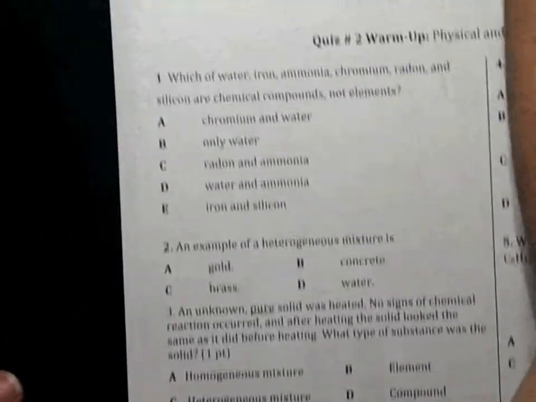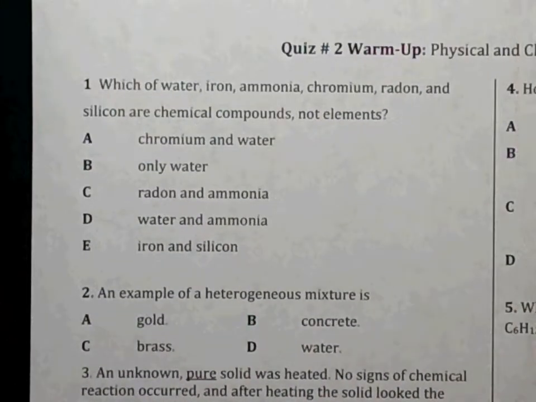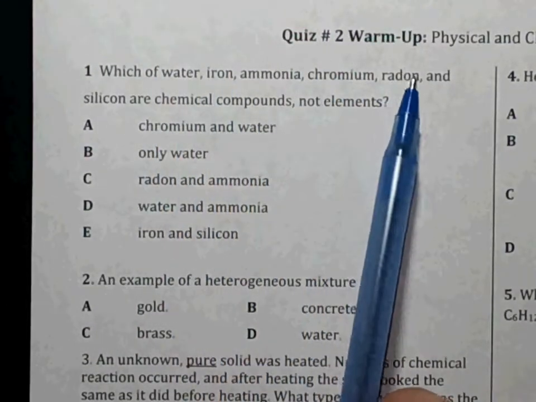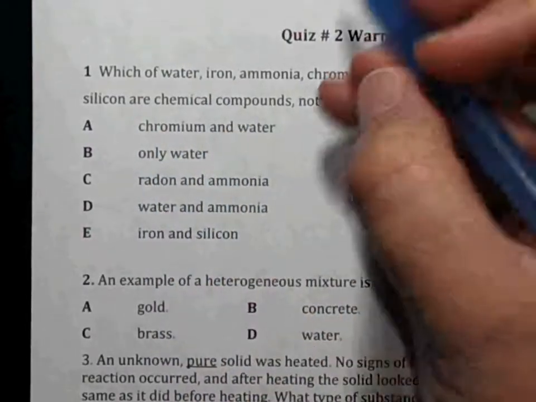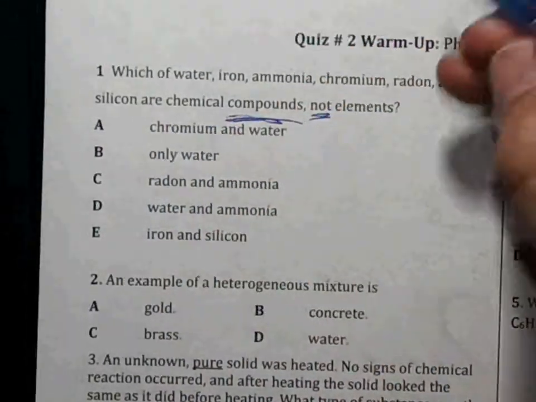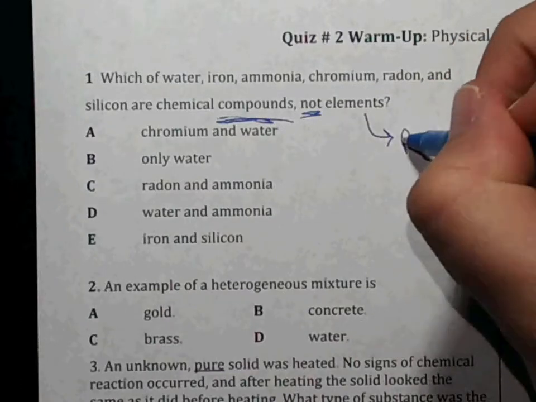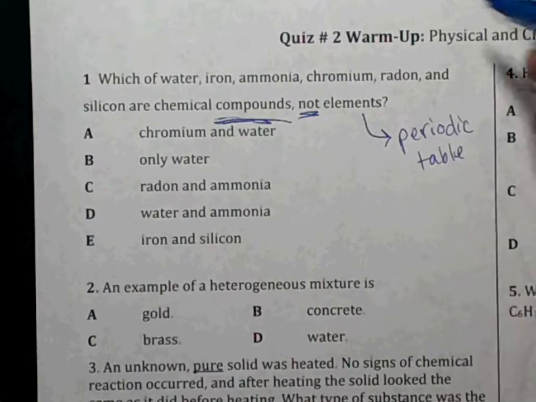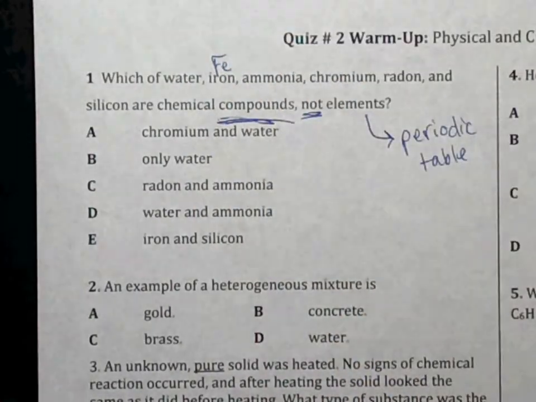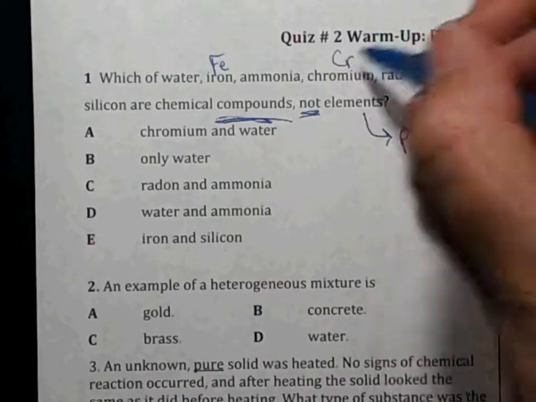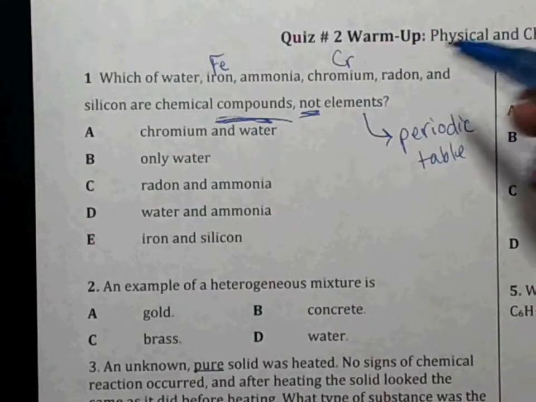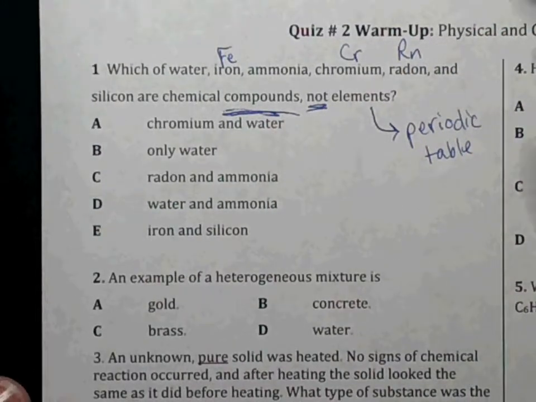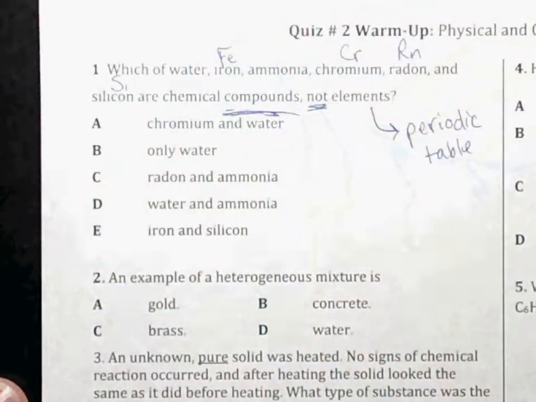That being said, I'm going to jump right in to number 1, which asks, which of water, iron, ammonia, chromium, radon, and silicon are chemical compounds and not elements? Well, we know that if it's an element, it will be on the periodic table. So if we go looking, iron is on the periodic table, it's Fe. Chromium is on the periodic table, it's Cr. Radon is on the periodic table, it is Rn. And silicon is on the periodic table, it's Si.